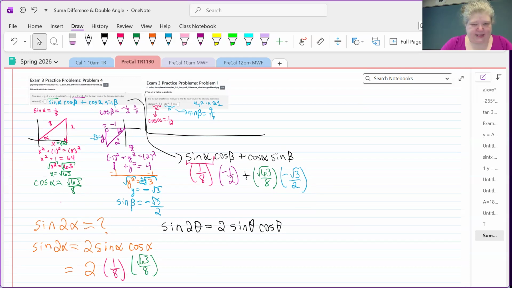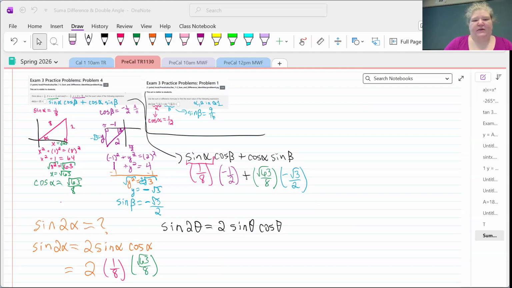All right, let's see. So problems 1 through 4 are sum and difference. Problems 5, 6, and 7 are double angle, but they each give you their own setup. Unfortunately, they're all in quadrant 1. On the test, it will be a different quadrant.